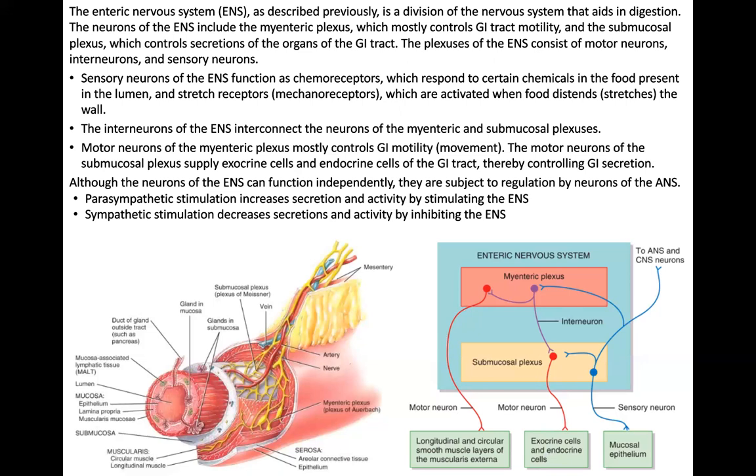secreting. Although the neurons of the ENS can function independently, they are subject to regulation by neurons of the ANS, autonomic nervous system. And so here we see parasympathetic, sympathetic again. And it's not going to be rocket science here. We know the parasympathetic division produces which response? Rest and digest, right? So the rest and digest parasympathetic division is going to increase the secretion and activity because it stimulates the enteric nervous system. Think of the parasympathetic as it's enhancing the enteric.